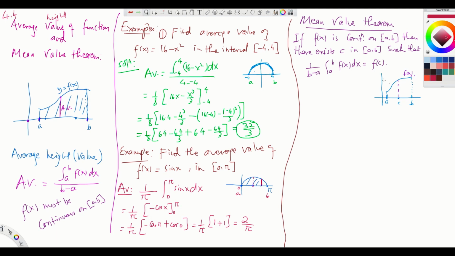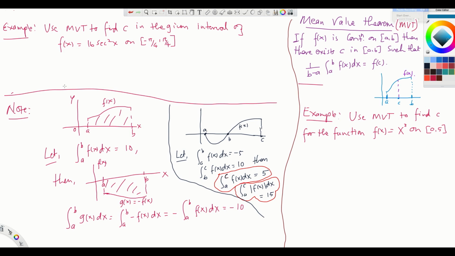Since this is the average height, the average height must be somewhere in the middle, right, between the lowest and the highest values. So that is the point c that we are able to find. Okay, let us see some examples on the use of the mean value theorem. The mean value theorem, in short, we call MVT.